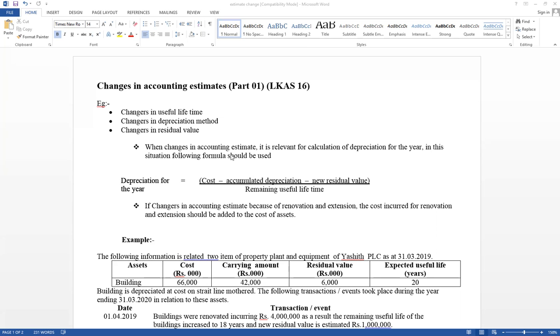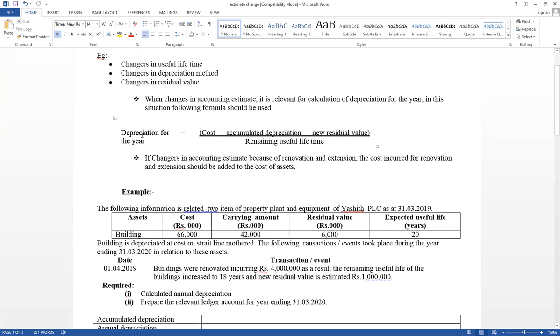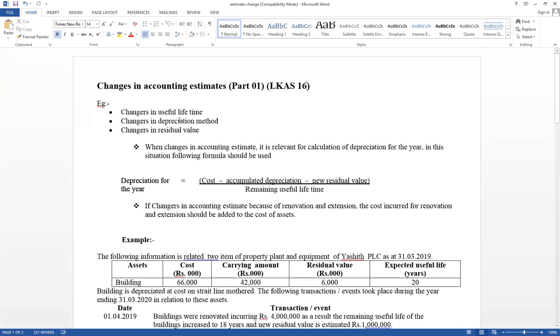There are two things you have to know. First one, when we are going to calculate annual depreciation, this is the equation you have to apply. Normally depreciation equals cost minus residual value divided by useful lifetime. But if it is given changes in accounting estimates, in this situation depreciation can be calculated as cost minus accumulated depreciation minus new residual value divided by remaining useful lifetime. Think about how to calculate depreciation if it has given changes in accounting estimates.